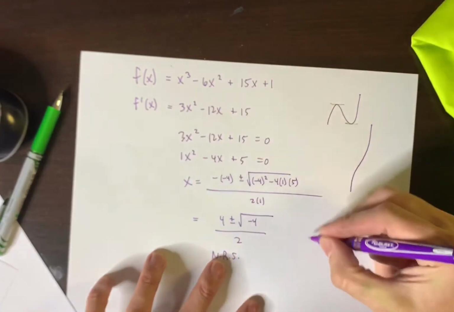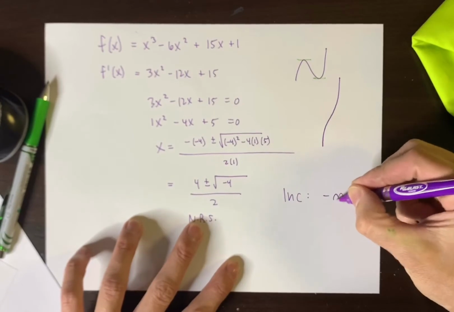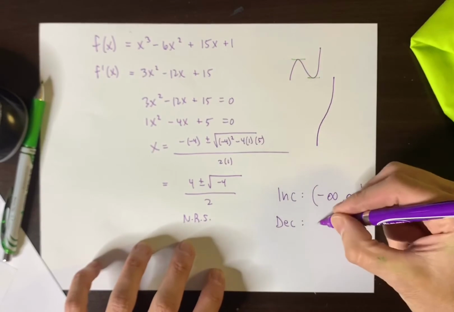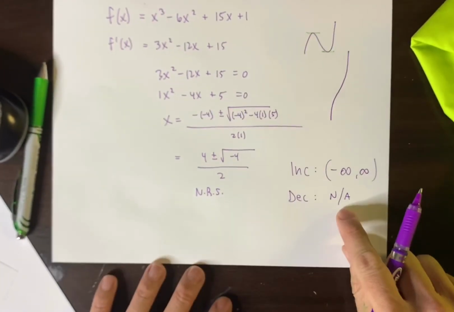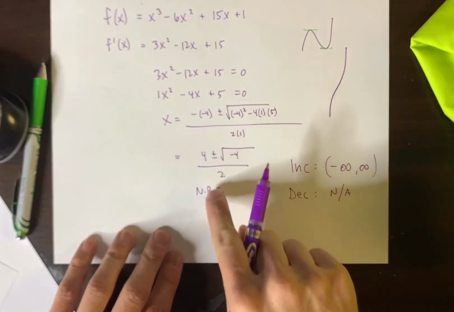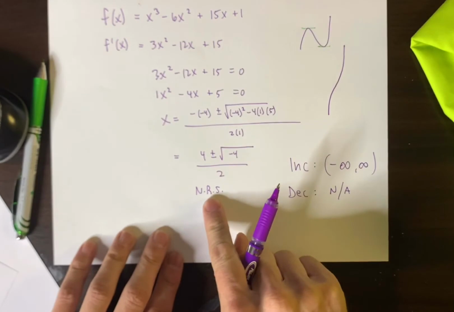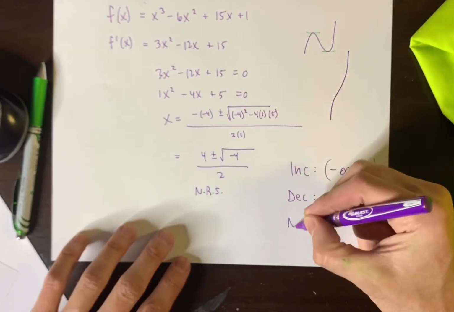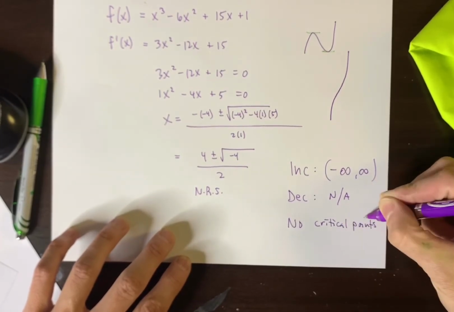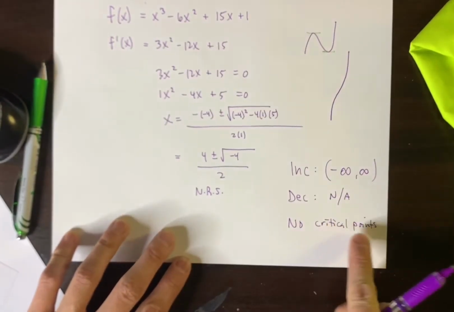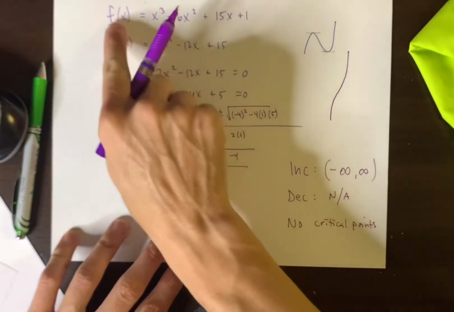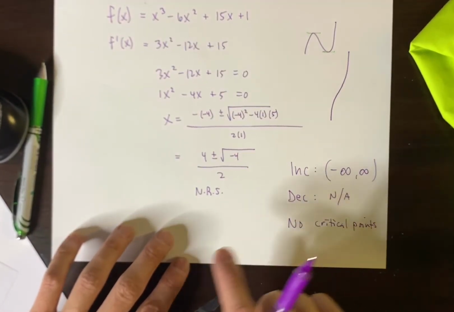So for something like this, I'd say that the increase intervals are from negative infinity to infinity, and the decrease intervals are not applicable. Let's see, what about the critical points? Because here the derivative is never 0, and it's never undefined, we say that function f has no critical points. We say that function f is increasing on its domain, and we say function f is never decreasing.